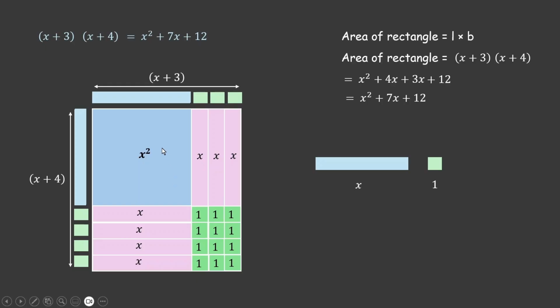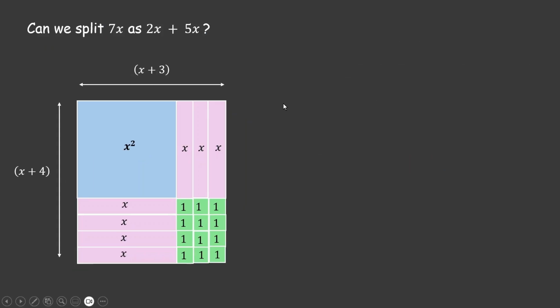Now here we have 1x², 3 plus 4, 7x, and 12 ones. That is 12. Interesting, right? Now think about this. Here we split 7x as 4x + 3x. What if we split 7x as 2x + 5x?